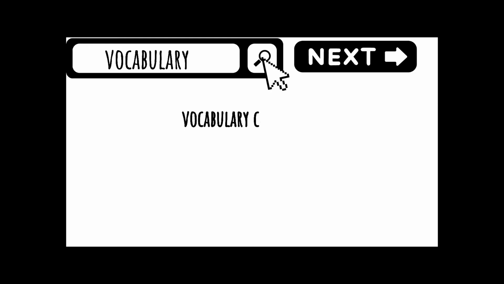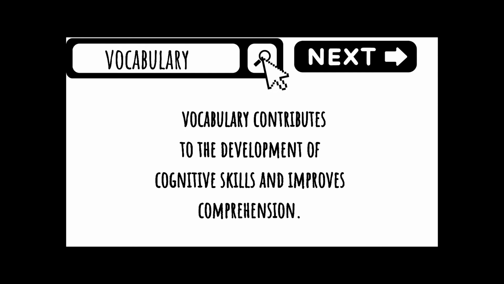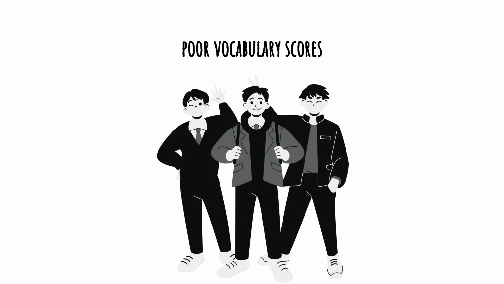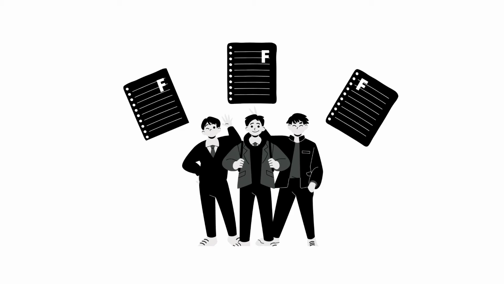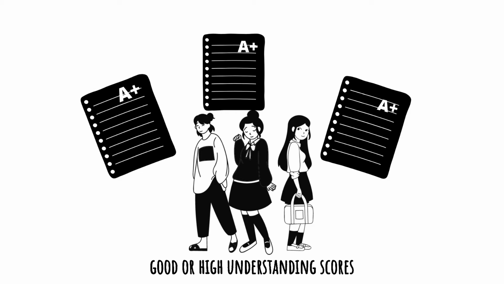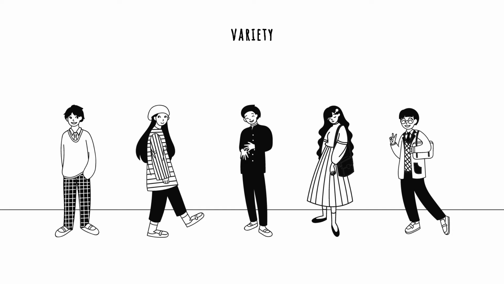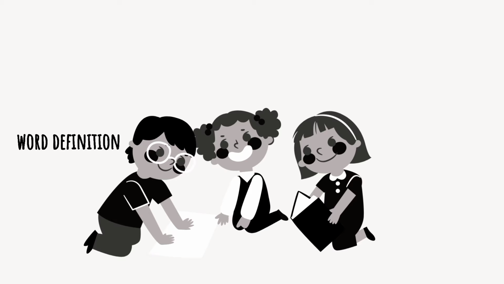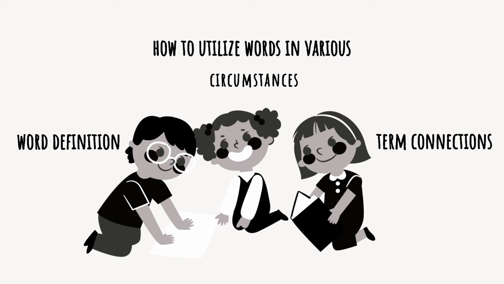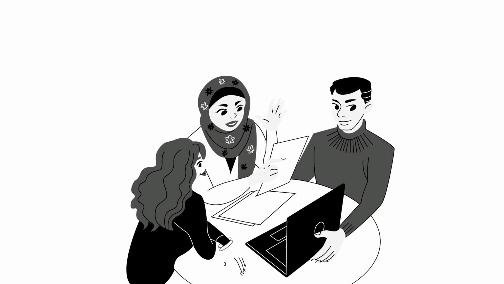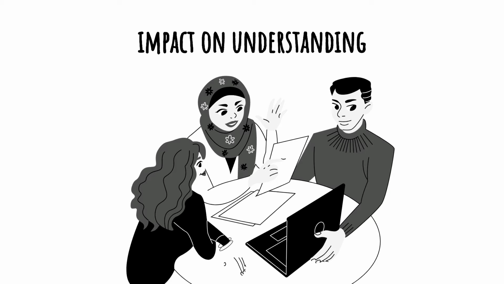According to their research, vocabulary contributes to the development of cognitive skills and improved comprehension. Learners with poor vocabulary scores have poor understanding scores, whereas learners with excellent vocabulary scores have good or high understanding scores. Learners require a variety of spontaneous term tactics. Teaching practice must try to involve learners in complex understanding about word definition, term connections, and how to utilize words in various circumstances. This form of extensive in-depth training is most likely to have an impact on understanding.